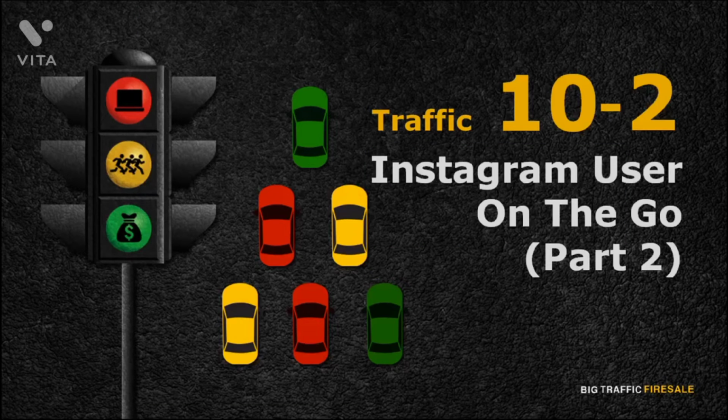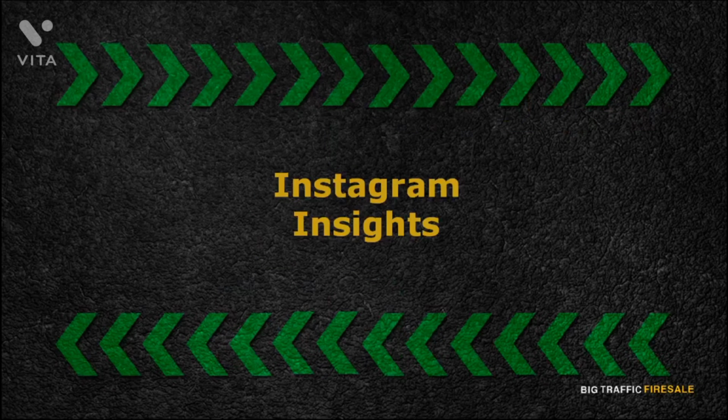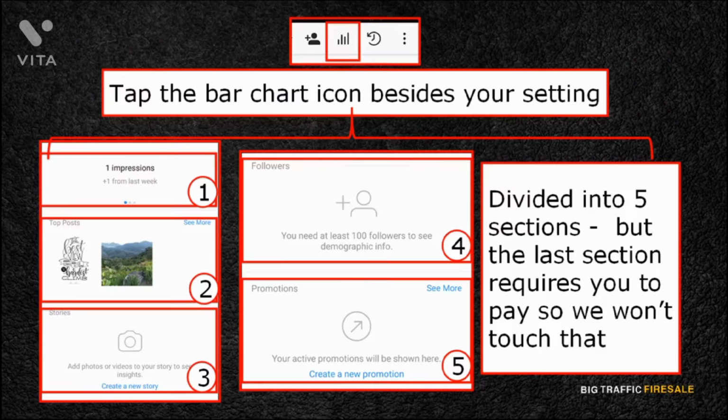This is part 2 of becoming an Instagram user on the go. Your next step is navigating and learning Instagram Insights. Go to your profile page and tap the bar chart icon beside your setting icon. It will appear blank if you do not have any posts yet. Considering you have posted a few photos, the information will appear. This page is divided into 5 sections. However, the last section requires you to pay to promote, thus we will not touch upon that.